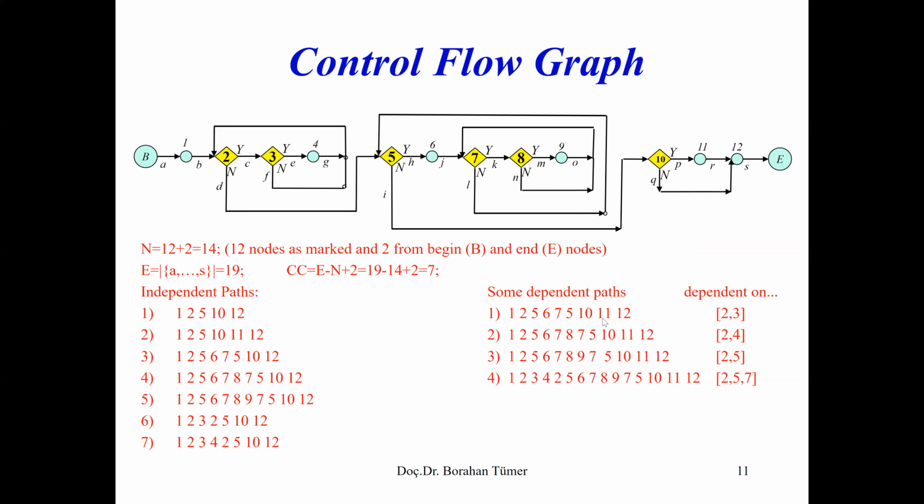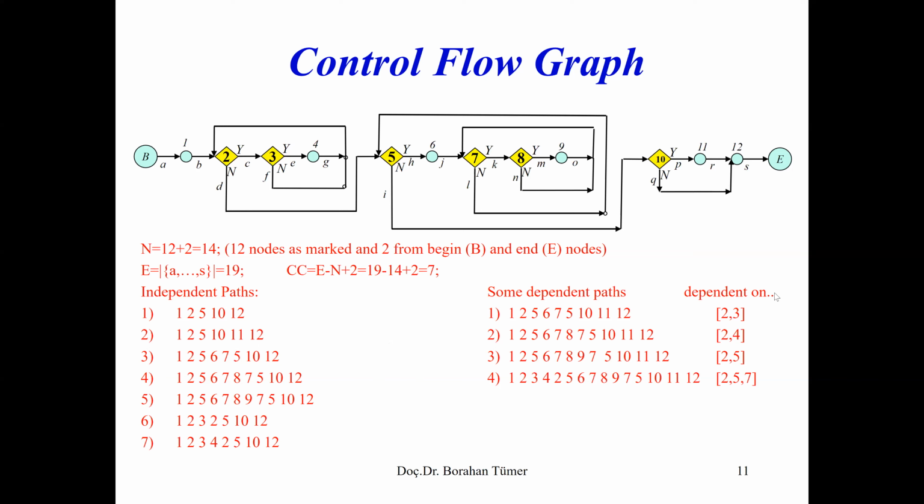Okay, this is a dependent path, and it can be shown by the linearly independent paths 2 and 3. This one, for example, is another dependent path, and it can be shown by 2 and 4. This is another dependent path. This can be shown by 2 and 5. And finally, this is the longest path, and it can be shown using independent paths 2, 5, and 7.